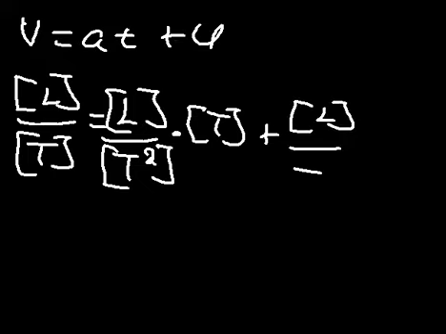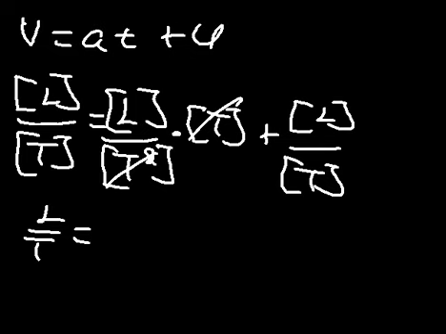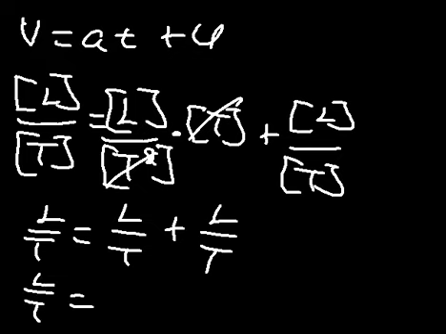From this step onward, we don't need to include the square brackets in the analysis, so we just eliminate them. Now we cancel this T against the single T here. We have L over T plus L over T. Let's express this as a single fraction. In this case, we have L over T equal to 2L over T.